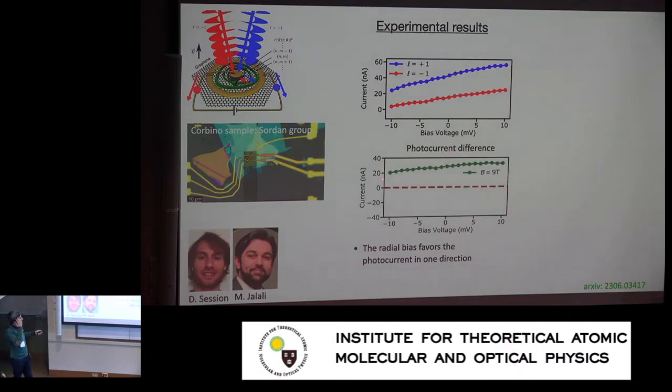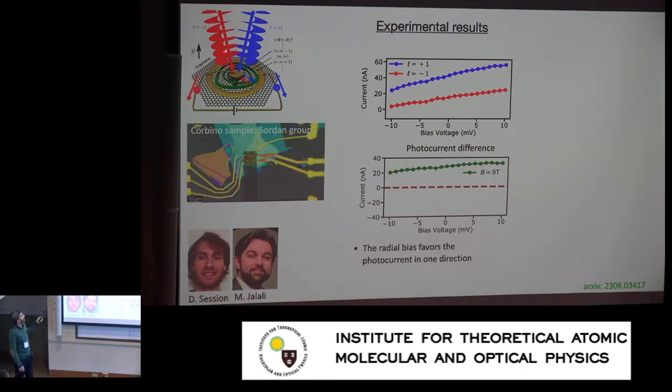Now, if we subtract this, you will see that there is this difference here. Now you can say, well, that might be just due to the fact that you're shining more plus light than the minus light. You miscalibrated your system, so the blue light was generating more current.